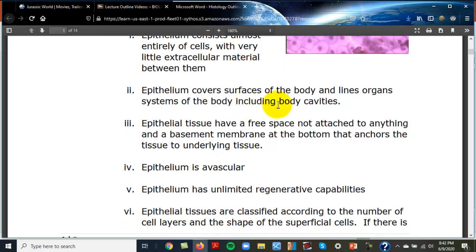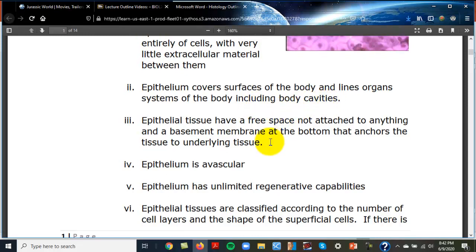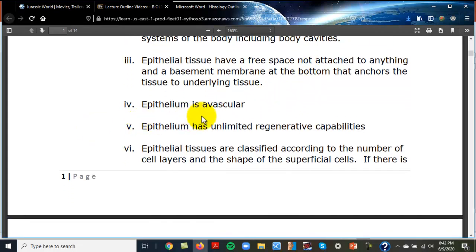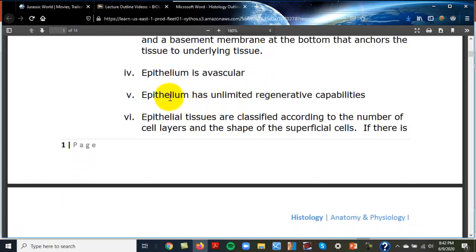Epithelial covers the surface of the body, which is what skin is made of. Lines organ systems, we kind of covered that. Has a free space. I'll show you that in a minute what that means. Epithelial or epithelium, that's singular. You could say epithelial there as well. It is avascular, it means it does not have a direct blood supply. Epithelium has unlimited regenerative capabilities. Yes, that means it has an increased rate of mitosis.